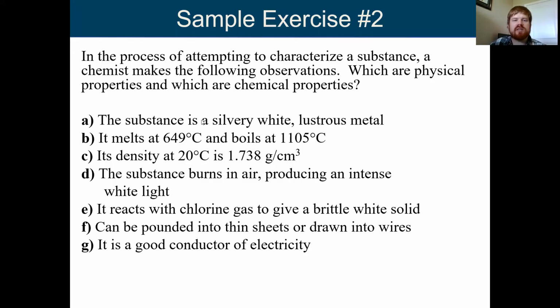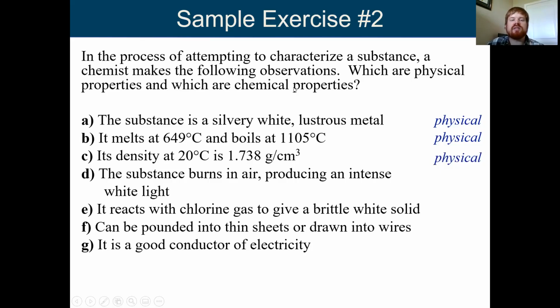Okay, so A, the substance is a silvery white, lustrous metal. Well, that describes the color, right? So that's a physical property. It melts at 649 degrees Celsius and boils at 1105 degrees Celsius. Well, this is describing the changes of state, right? From solid to liquid and then liquid to gas. These are also physical properties. The density at 20 degrees Celsius is 1.738 grams per centimeter cubed. Density is something that you can measure just with the mass and the volume, which are things that you can measure without changing the identity of the substance. That's also a physical property.